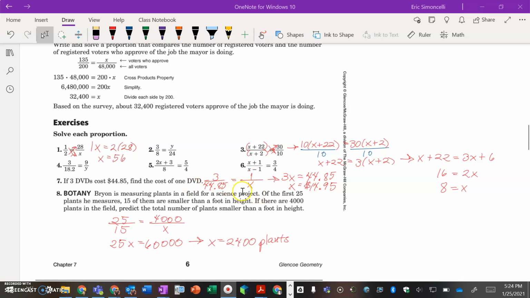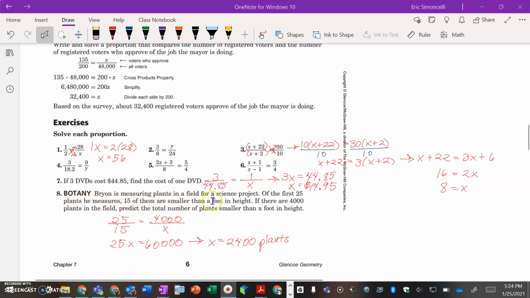Anyways, in this particular instance, if I cross multiply, I've got 44.85 times 1, so there you have it. I've got 3 times x, so of course there are 3x. There you have that. Divide both sides by 3, and it turns out that 1 DVD, x, I'm noting here as $14.95.